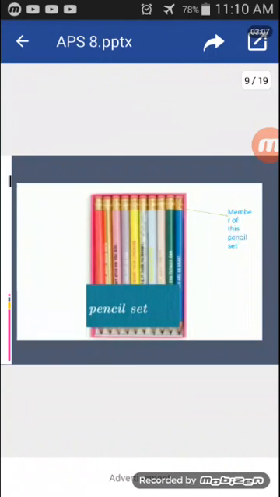Another example is a pencil set. If I take the pencil blue, I say that blue is a member of this pencil set. If I take the pencil yellow, yellow is a member of this pencil set. All our pencils are the members or elements of the given pencil set.